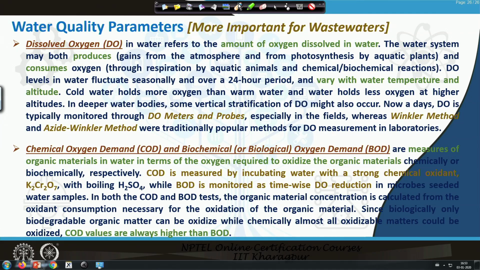Okay. So, COD is typically measured by incubating water with a strong chemical oxidant, generally potassium dichromate, K2Cr2O7, in an acidic medium. So, there is H2SO4, and it is incubated at a higher temperature, generally boiling temperature, 150 degrees is used, whereas BOD is monitored as time-wise DO reduction in microbially seeded water samples.